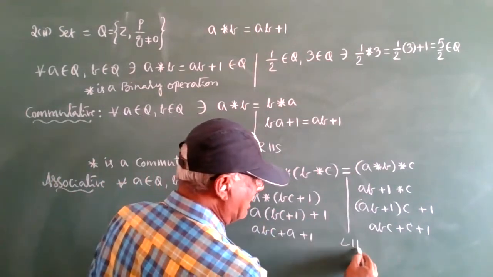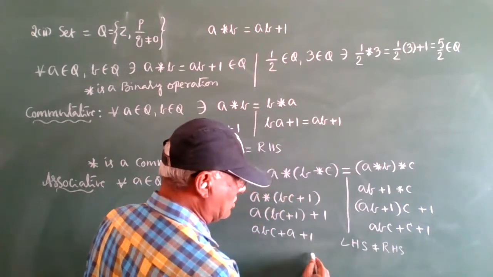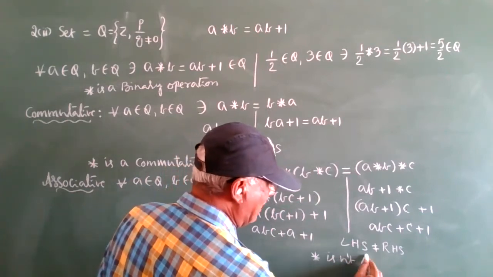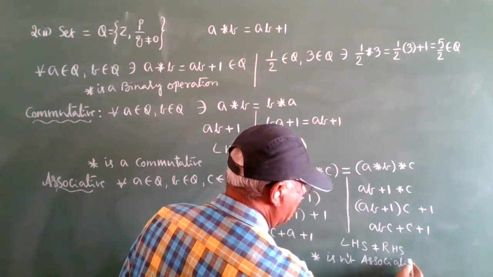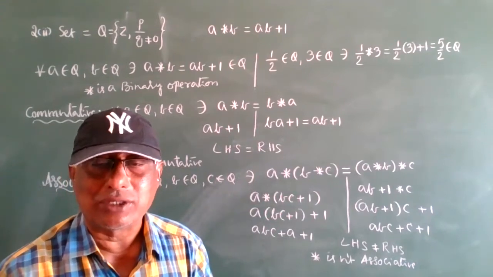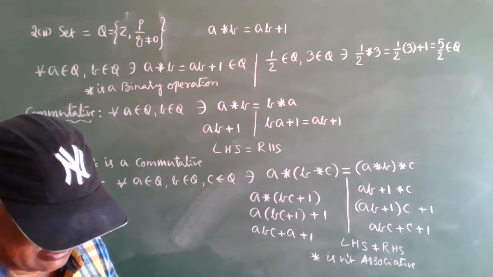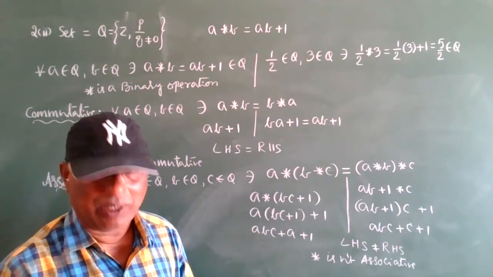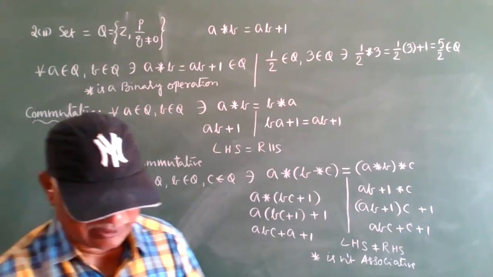Therefore, LHS is not equal to RHS. Therefore, star is not associative. So it is only a commutative binary operation, but not associative. One time check everyone's answer. Second problem: star is commutative but not associative, which is correct. This is the second problem.